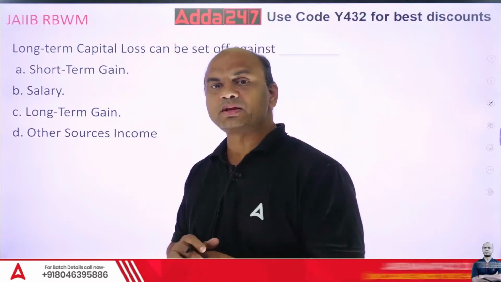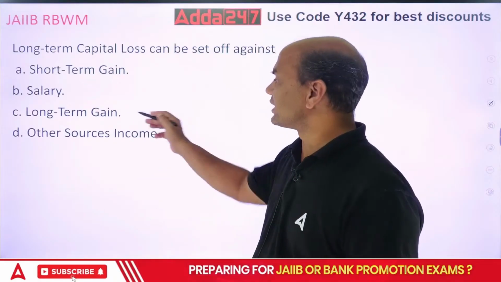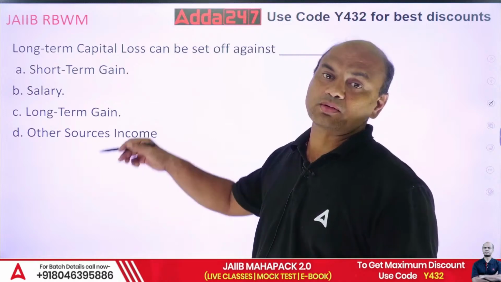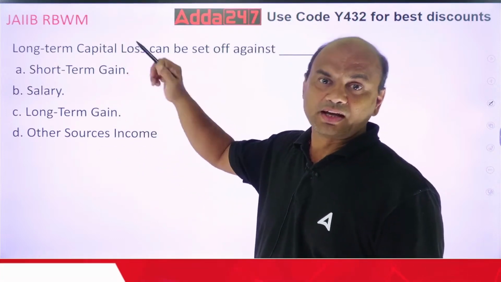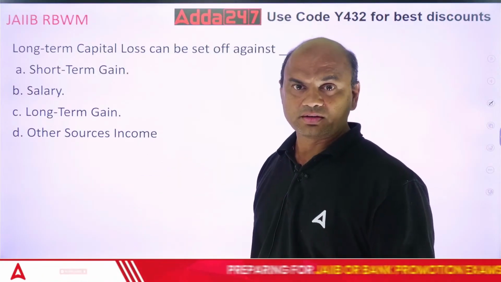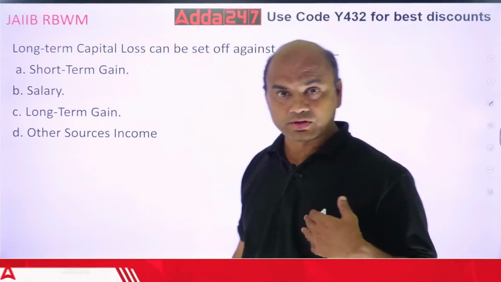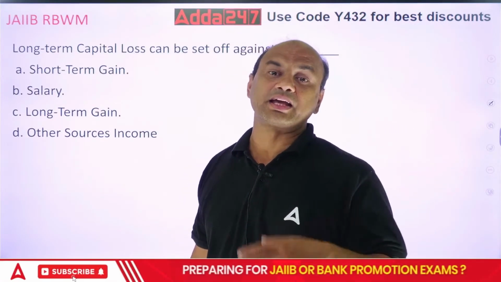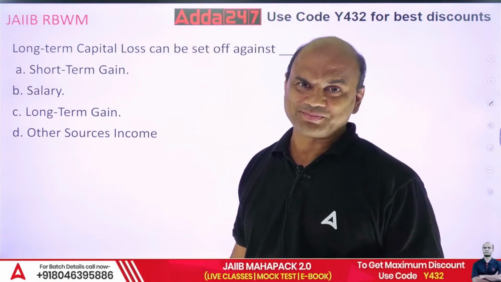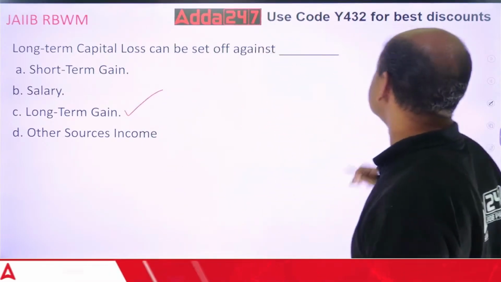So a long-term capital loss can be set off against long-term capital gains. The reverse is also true. If I have a long-term capital gain, it can be set off against the long-term capital loss. And the duration is 7 years. If I have a long-term capital loss, I can carry forward that loss for 7 years. So the answer is long-term capital gains.